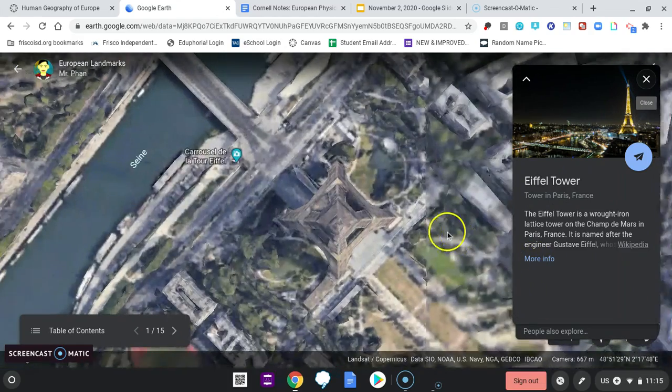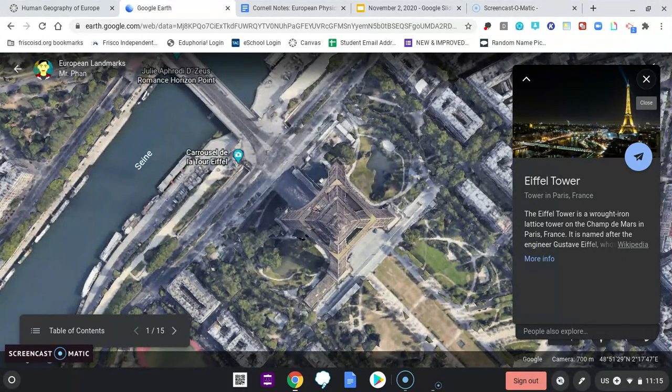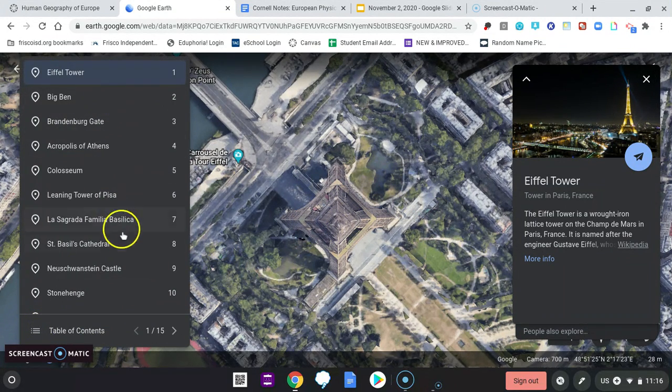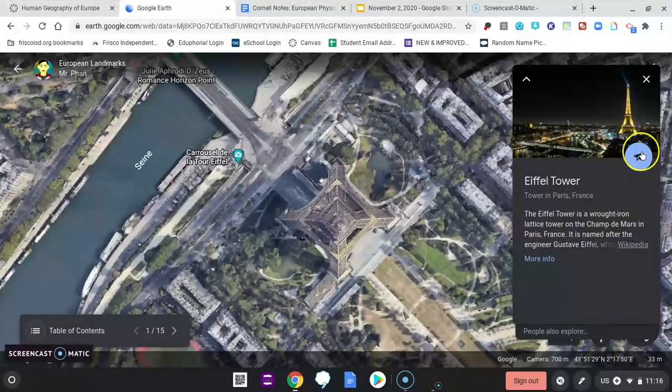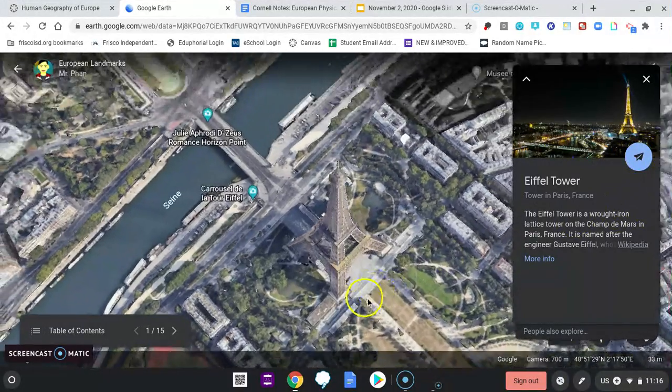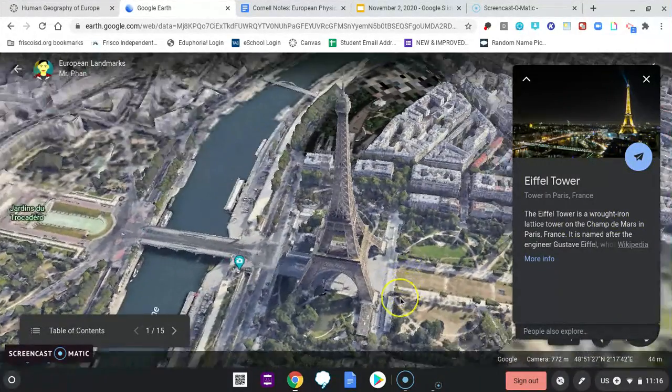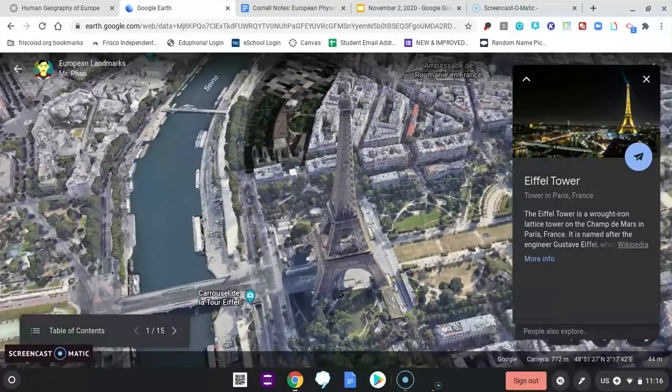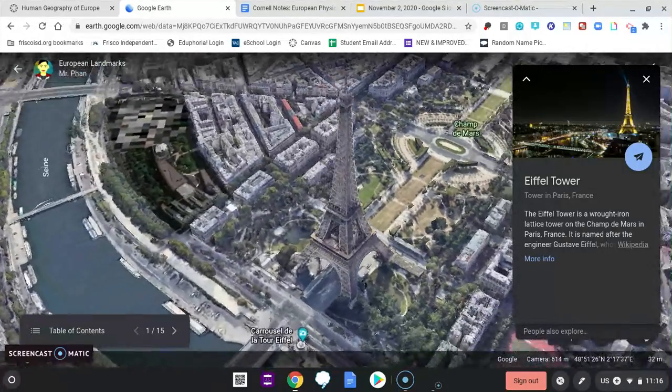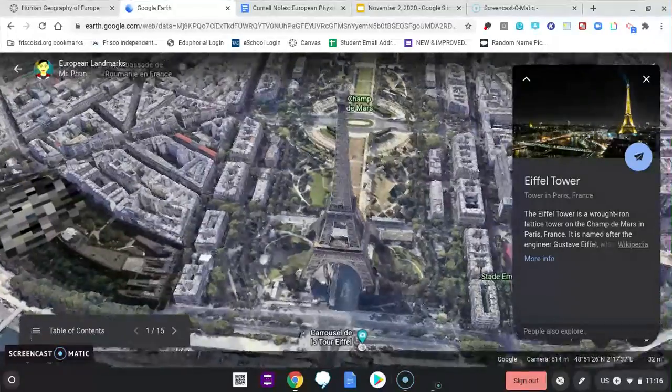The first place we're going to hit is the Eiffel Tower. And so you're going to be able to navigate through this, and you'll see if you can click on the table of contents to kind of see the areas that you're going to be covering and looking at. And then if you click, I'm going to close that back up. And then if you click this right over here, it'll kind of take you around and let you fly through it. So this is a great way for you to kind of see some of the different landmarks and features that are found in Europe.